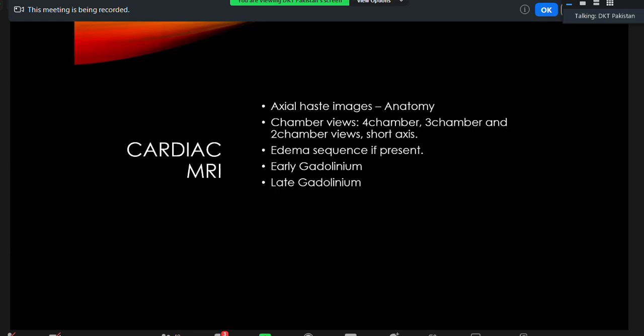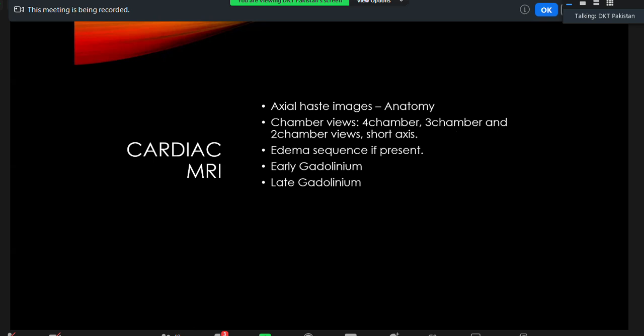So cardiac MRI has different sequences. I think Dr. Bushra asked about it. Initially we do axial HASTE images, which are for the anatomy. Then there are the standard views: four chamber, three chamber, two chamber, and short axis views. We do these sequences in all the images.